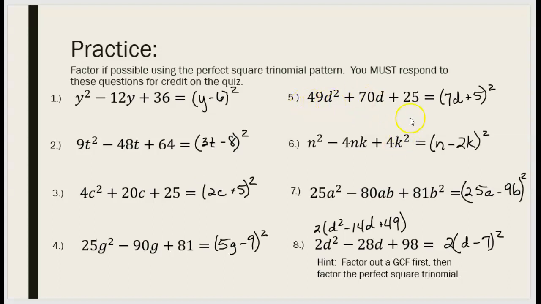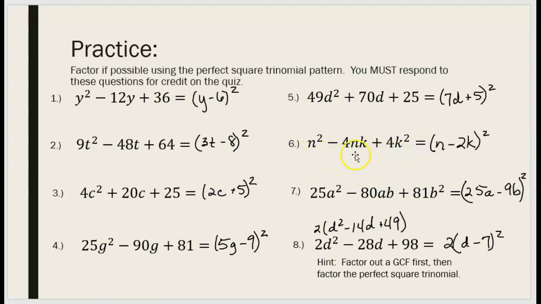49d squared, its square root is 7d. Square root of 25 is 5. Plus sign here, plus sign here. Let's check our middle term. 7d times 5 is 35. Double that, we get 70. Okay, sorry, 35d and 70d technically.